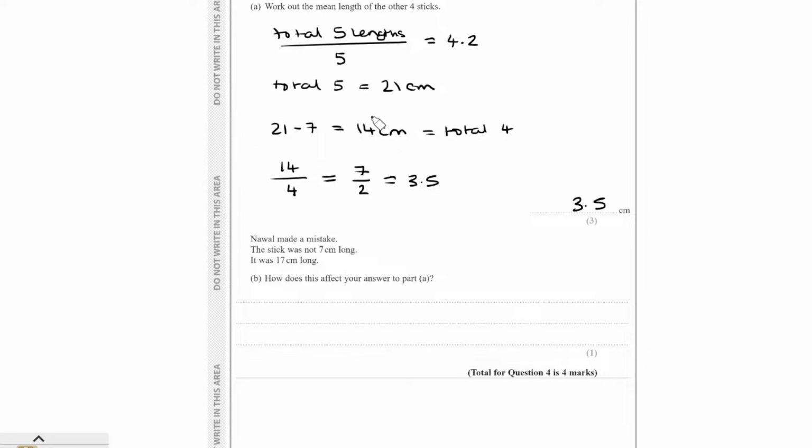21 minus 17 would give you a much smaller total. And if you were then to divide it, still by 4, the mean would be much smaller, wouldn't it? So any version of saying the mean would be smaller, the mean would be less, it would be a lower mean, some kind of version of that. Mean would be smaller for the other 4, because that's what we were working out in part A. Some version of that is fine.